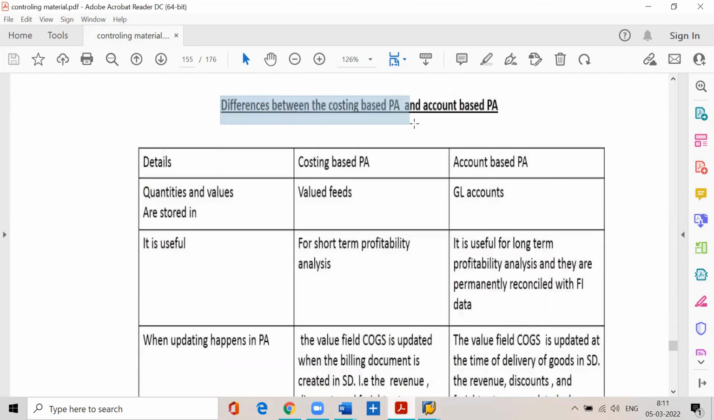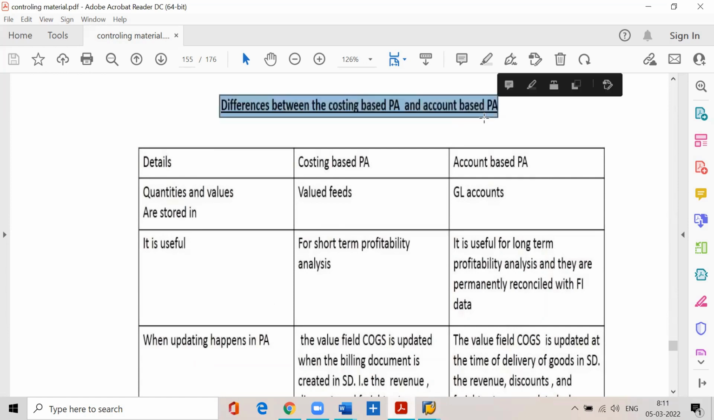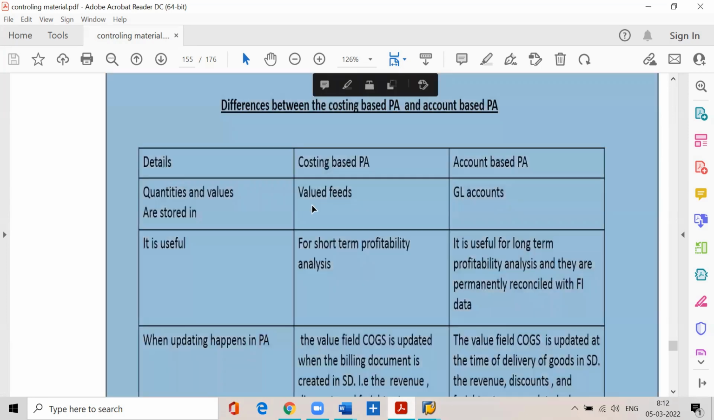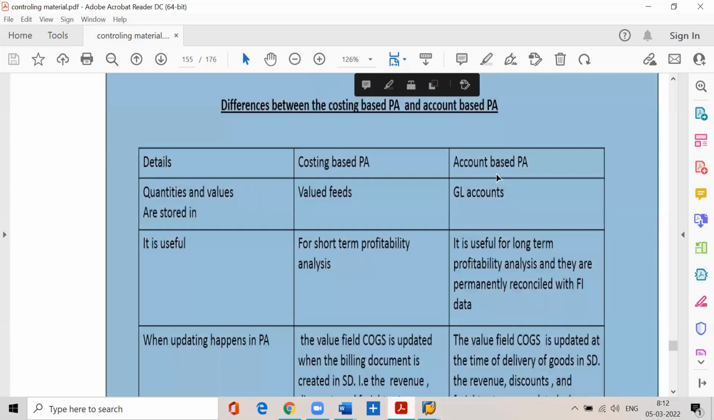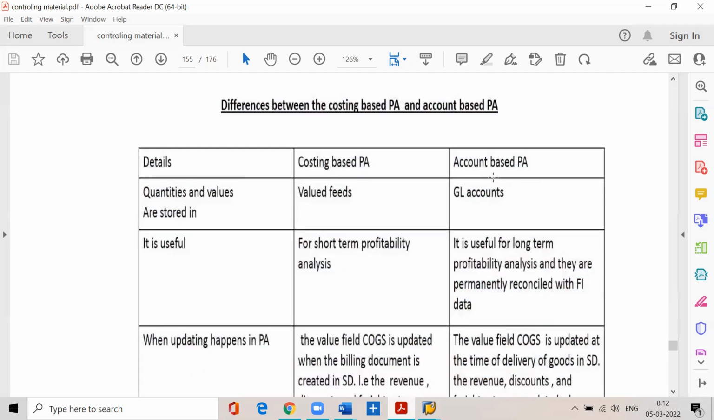Differences between costing-based PA and account-based PA. PA means profitability analysis. In the case of costing-based COPA, quantities and values are stored in value fields. But in the case of account-based COPA, the information is stored in GL accounts. That is, quantities and values are stored in GL accounts.